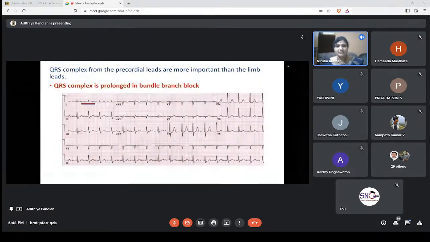Okay, this is a bundle branch block, where there is no R wave at all here. There is a missed beat happening.